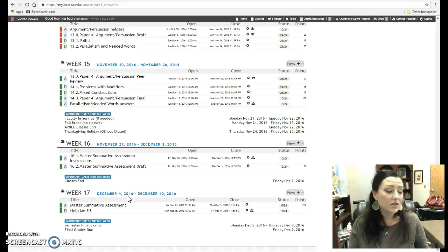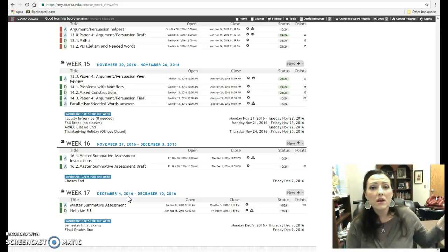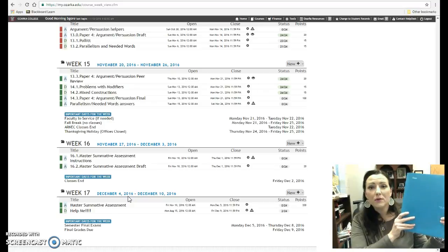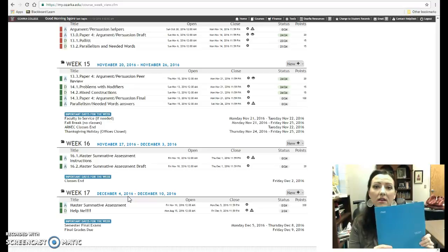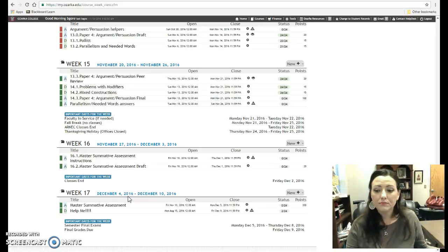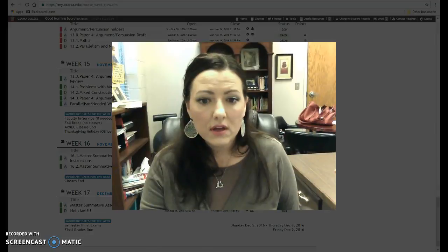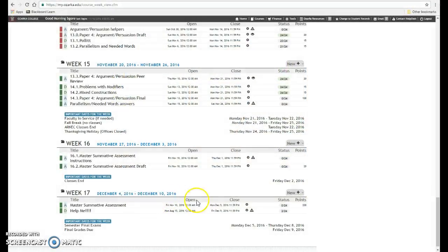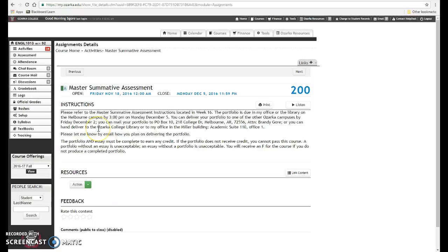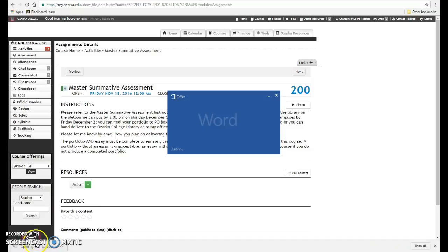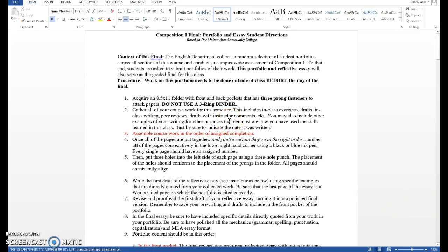Just to get started, you're going to be turning in a portfolio that should be in a folder like this with 3 prongs, okay? Because you're going to put your work in the middle of this folder. Okay, so down here, Master Summative Assessment. The instructions are pretty lengthy, so make sure that you read them carefully. You're going to be collecting all of your work from this semester.